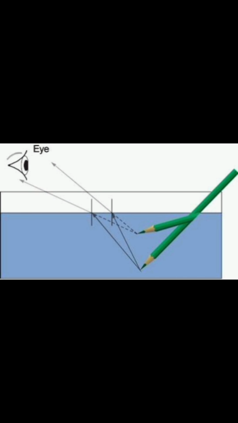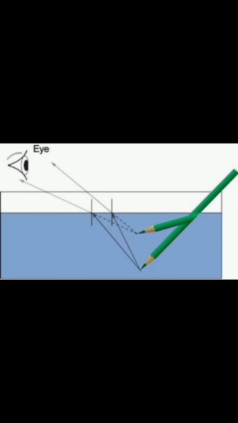Always, the size of your image will be equal to the size of your object. Your image is virtual. In a plane mirror, the image is virtual, that is, it cannot be caught on a screen. The image is erect, that is upright. The image is laterally inverted, left appears right. Hope you understand. This is nothing but the image formed in a plane mirror.